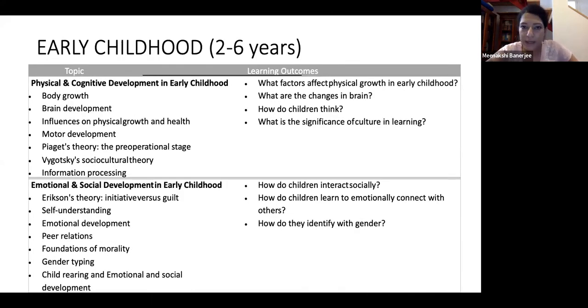Then we go on to early childhood, which is 2 to 6 years. And we again talk about the physical and cognitive development in this aspect, the emotional and social development. We come back to some of the theories like Erikson's theory. We also talk about self-understanding, because in early childhood, self-understanding develops. So the purpose of developmental psychology course is also to be able to have all of you reflect on yourself and your own development, right? Because only through that we are actually able to really understand the subject the best. Right? We also talk about gender, we talk about peer relations, because these are very important aspects of growing up.